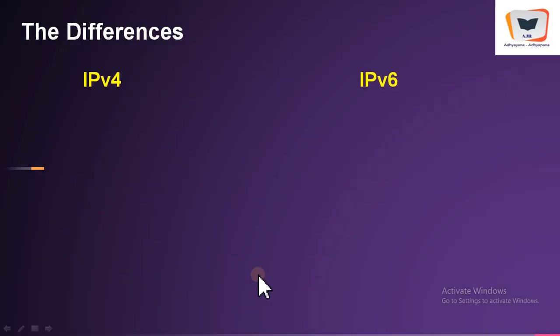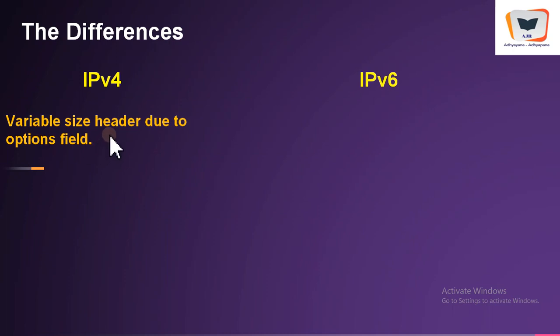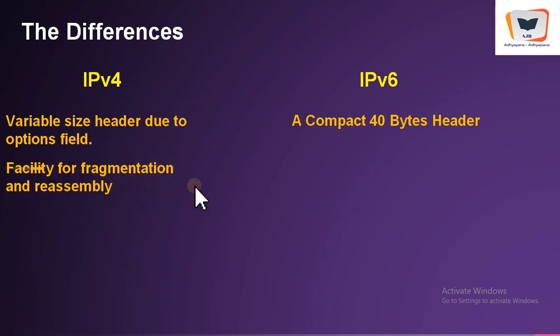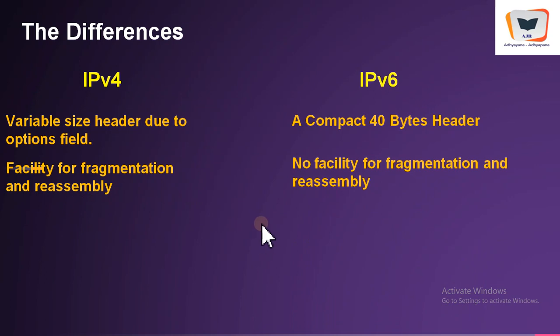It is very important to differentiate between IPv4 and IPv6. There are salient differences that we will note down, and we will end this tutorial. Variable size header due to options field in IPv4, and in IPv6 it's a compact 40-byte header, and the options field is missing. Facility for fragmentation and reassembly is provided in IPv4, while there is no facility for fragmentation and reassembly in IPv6, because IPv6 comes with a maximum or optimal length which can cater to any heterogeneous kind of network.